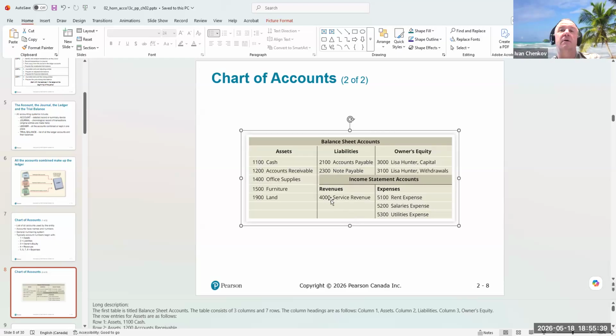For the revenue, service revenue, 4,000. Owner's equity, 3,000. Owner's equity withdrawals, 3100. Expenses, we can have so many expenses. And for expenses with different purposes and different reasons, you can put different types of accounts and different numbers of the accounts. But that's how you're organizing the account system.